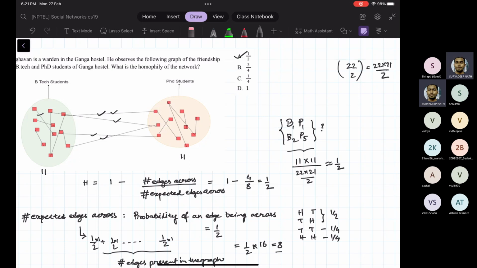How many total possible edges are in the graph? Total possible edges, that is NC2.